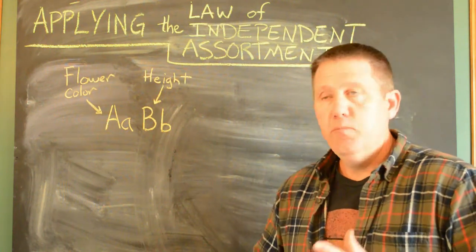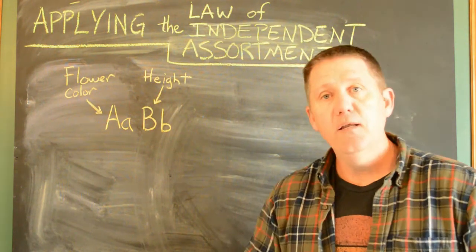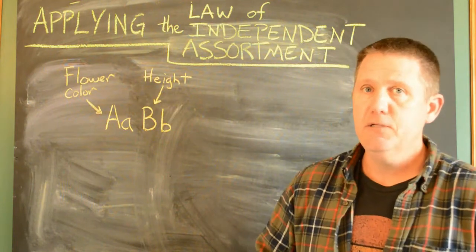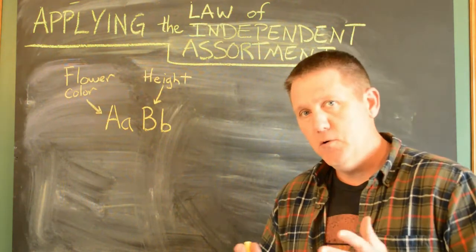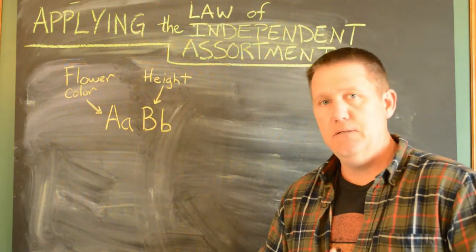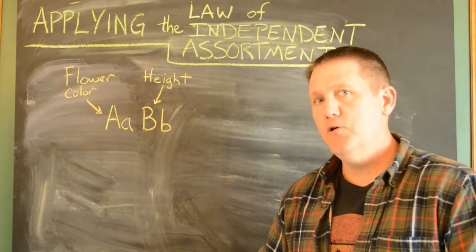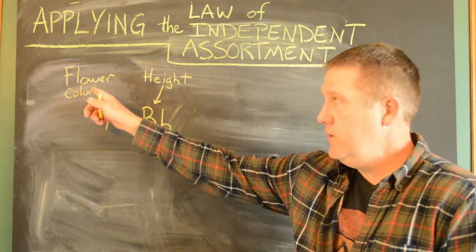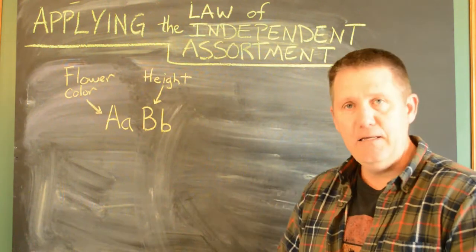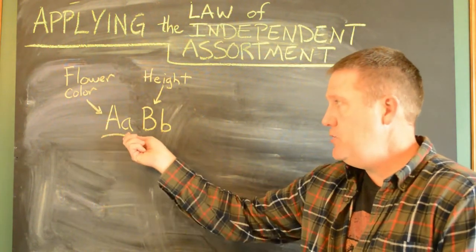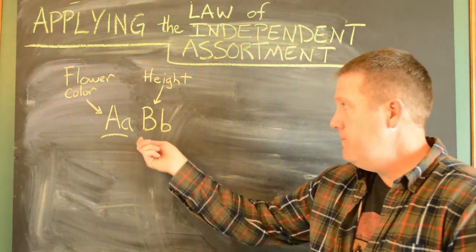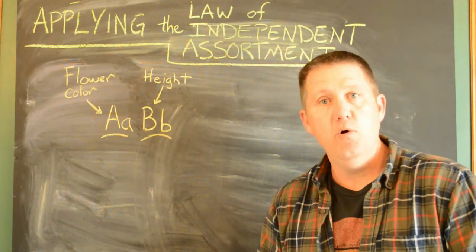Now let's try to apply Mendel's law of independent assortment. This one definitely gets a lot more complicated, but we don't need to make it any harder than it is. We're only going to use this if we have more than one trait. So in this case, I'm going to look at flower color and height. The A genes are for flower color, B genes are for height.